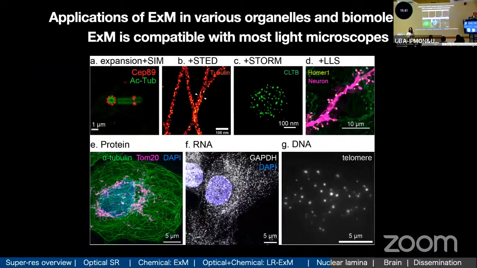So the expansion microscopy methods could be applied for different biomolecules, including proteins, which I talked about, and the DNA, RNA, which I didn't talk about. These are the images from our lab. Each of the dots is individual RNA, and these are telomeres in the chromatin. And these are multicolor protein labeling with the LR expansion microscopy. And the expansion microscopy can be combined with different optical systems like SIM, STED, STORM, PALM, lattice light sheet. So these are the images from other people's work.